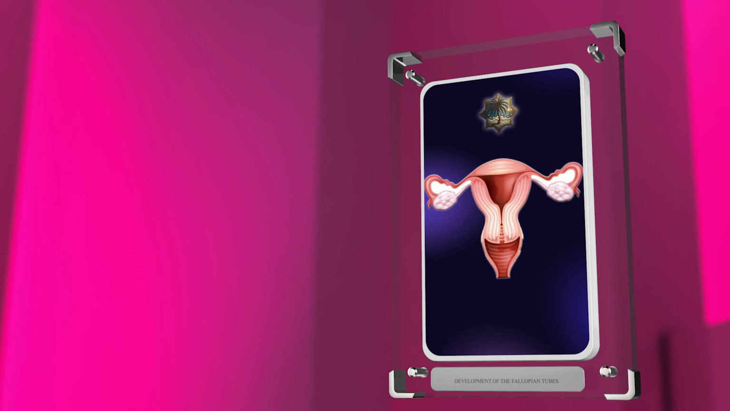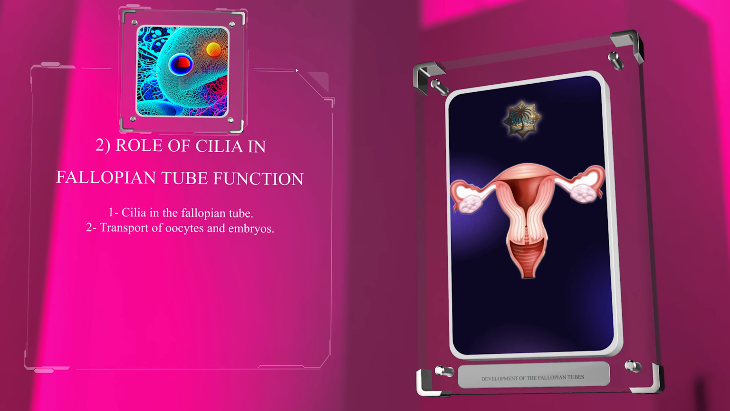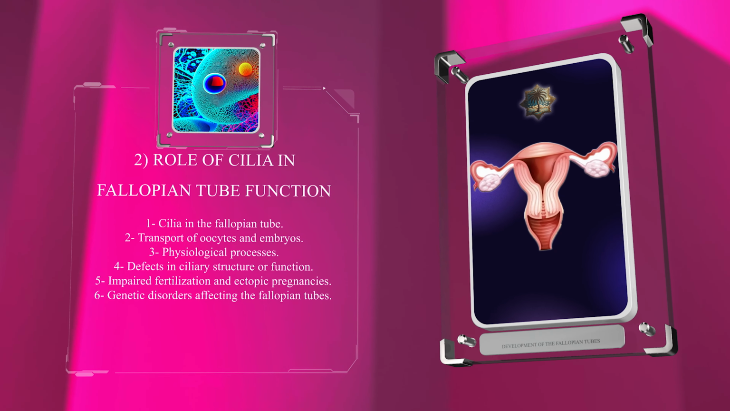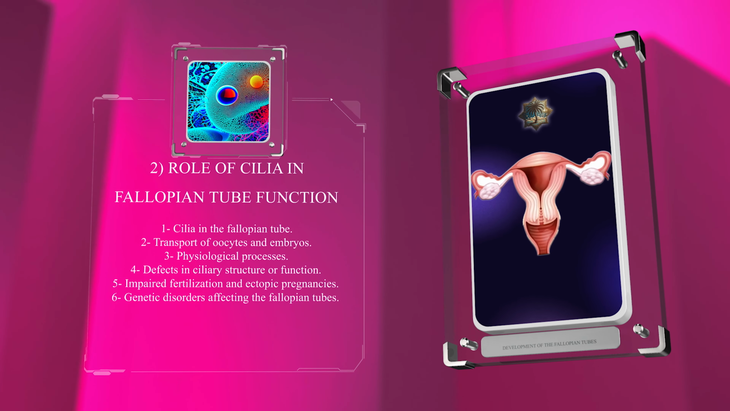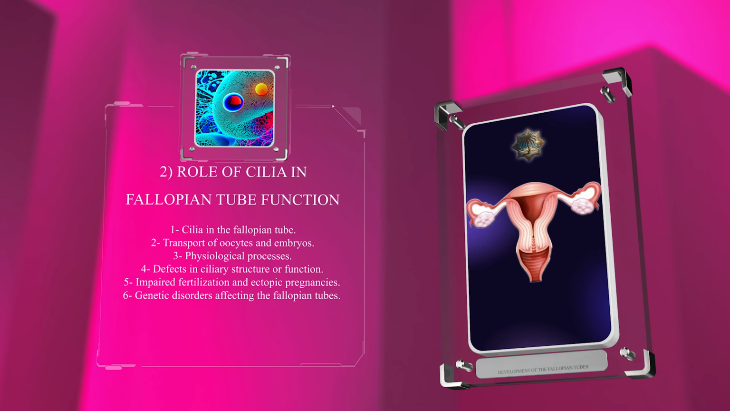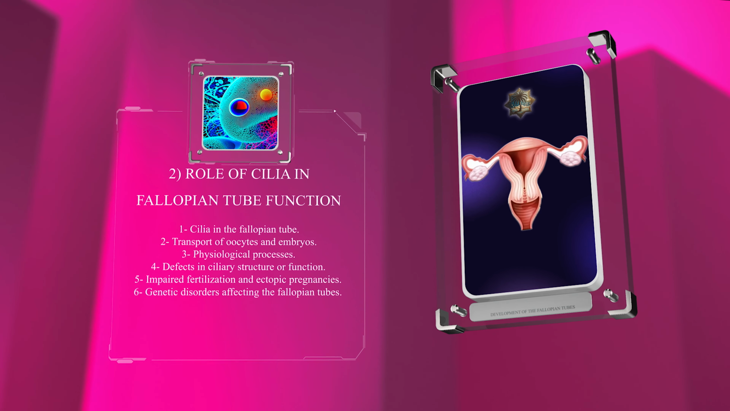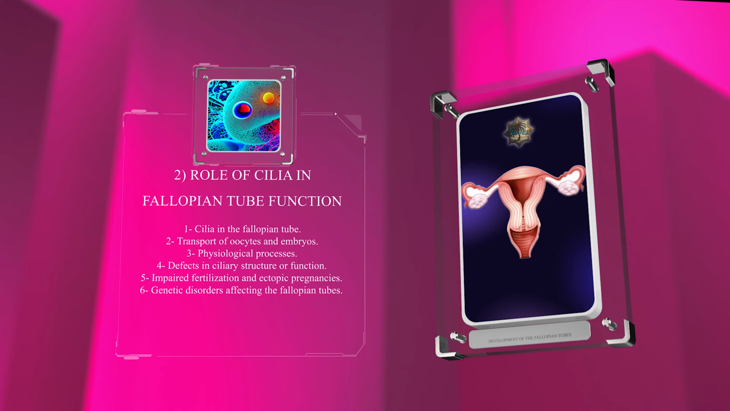Cilia in the fallopian tube not only assist in the transport of oocytes and embryos but also play a critical role in various physiological processes. The cilia within the fallopian tube are motile and possess intricate molecular structures that enable their coordinated movement.